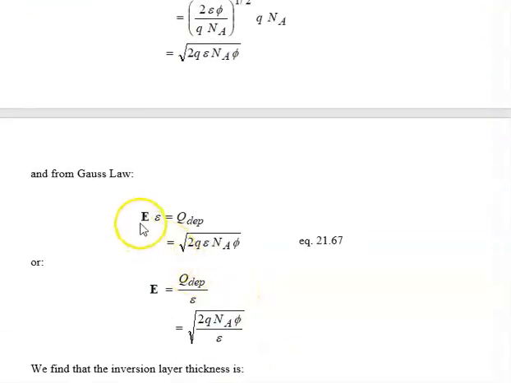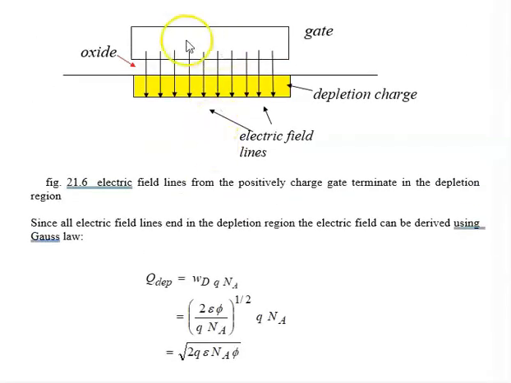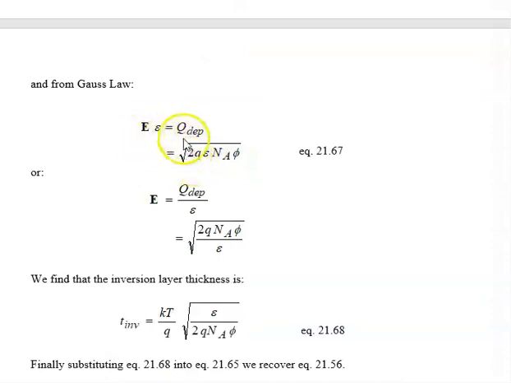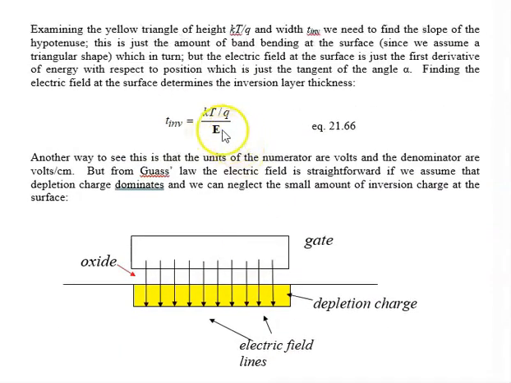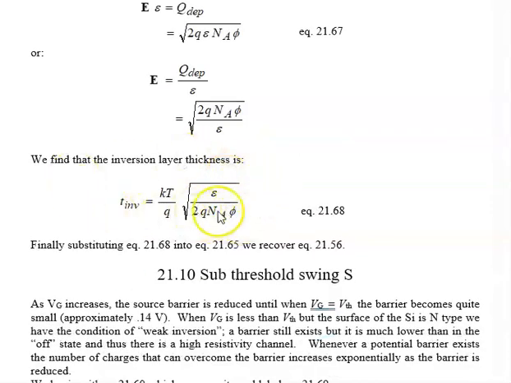So Gauss's law tells us that the electric field is equal to the charge divided by the permittivity. Whenever we have charge, we have electric field. Whenever we have electric field, we have charge. They are related by Gauss's law. So we have an expression for Q depletion, and now we just find the electric field by dividing by the permittivity, and there it sits. This is the electric field, and we just basically ram this back into here, and we find Q inversion immediately, and here is Q inversion.